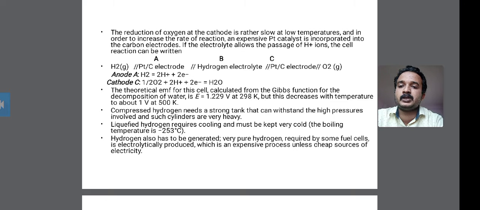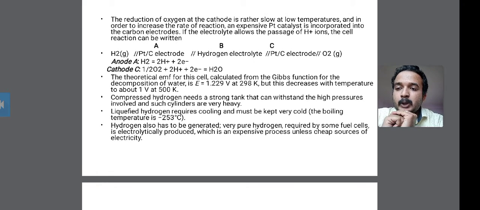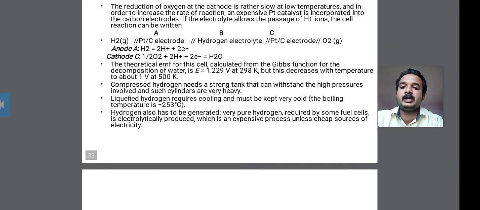Then the hydrogen also has to be generated very pure. Very pure hydrogen is required by some fuel cells, and it is produced electrolytically. Producing very pure hydrogen electrolytically is an expensive process, and it is economical only where there are cheap sources of electricity.